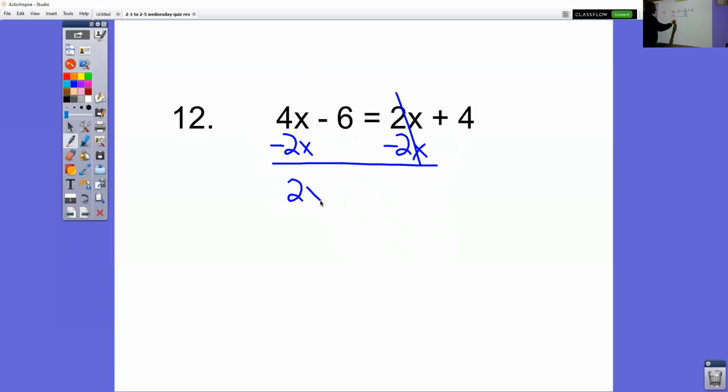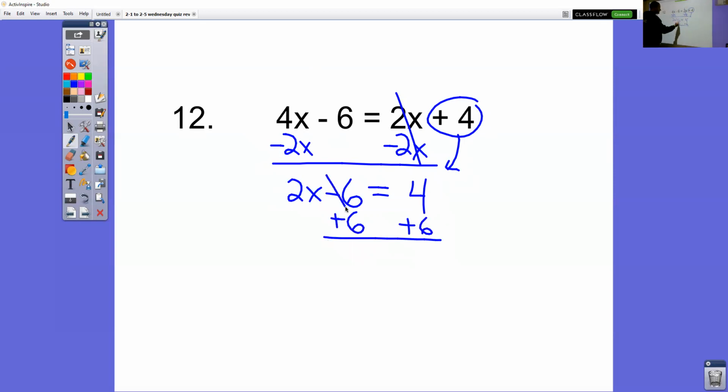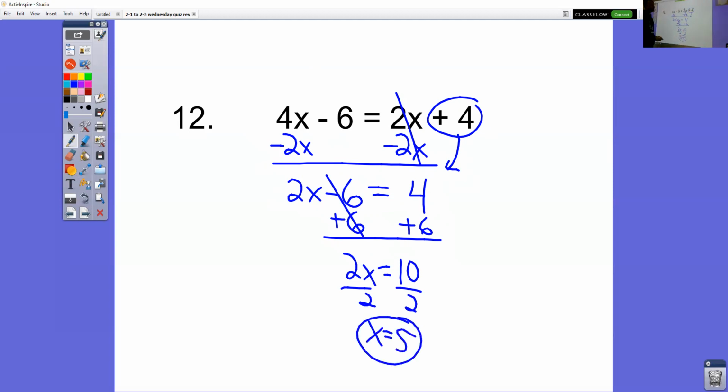4x minus 2x is 2x. Bring down your -6, bring down your equal sign, bring down your +4. Again, if that was a -4, you would bring down a -4. Get the 2x all by itself, so you want to do +6 and +6. So you have 2x equals 10. Divide by 2, x equals 5.